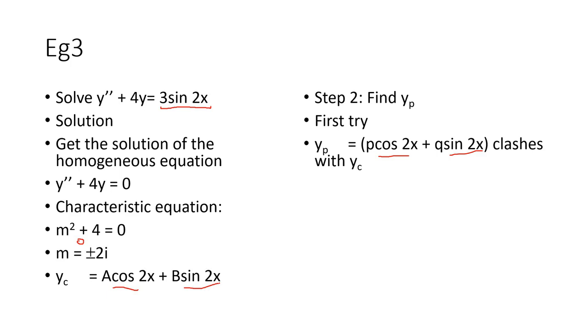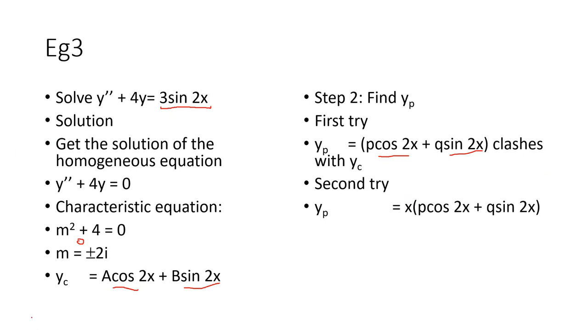Doctor, so it means you just try and error, is it? Not try and error. First try is to choose based on the fx term. Fx is sin 2x, then yp must be p cos 2x plus q sin 2x. First try is actually chosen based on the fx term. After you choose, you have to check whether it has the same term as yc. If same term, then multiply by x. If not clash, no need to multiply. Multiply the whole thing by x if clash.